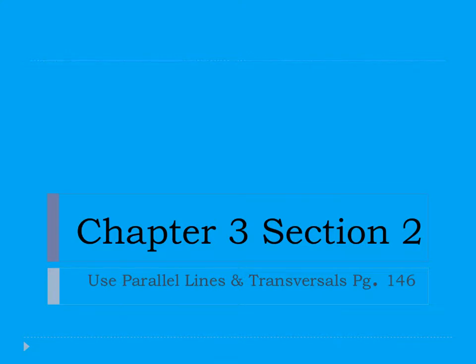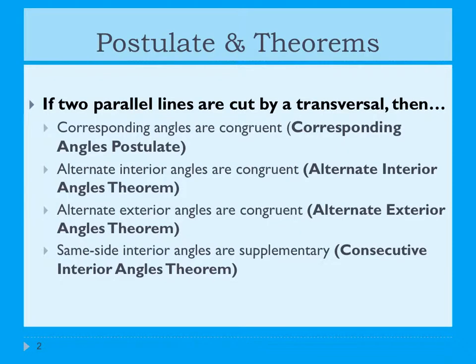So chapter 3, section 2 is called Using Parallel Lines and Transversals. So it's taking everything that we learned about what those special angles are, the alternate interior, the alternate exteriors, the same side interior, consecutive interior, and corresponding, and applying it to angles that have a special relationship because the two lines that the transversal is intersecting are parallel. So we're taking it kind of a step further.